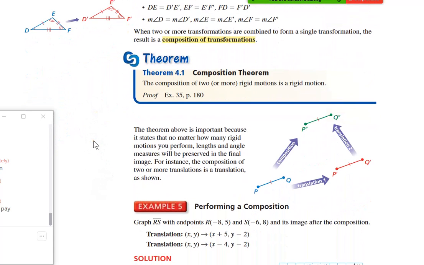So a composition theorem: a composition of two or more rigid motions is also a rigid motion. This is kind of obvious to us. Like if I took PQ and moved it here and then moved it here, it's the same as if I just moved it here, right? If it didn't get stretched by going this way and this way, it wouldn't get stretched by going automatically this way. And that's the idea, it's a rigid motion. It hasn't gotten stretched or distorted or anything.